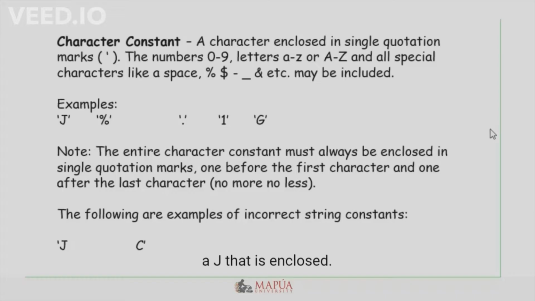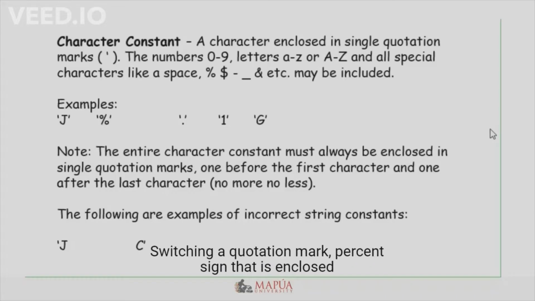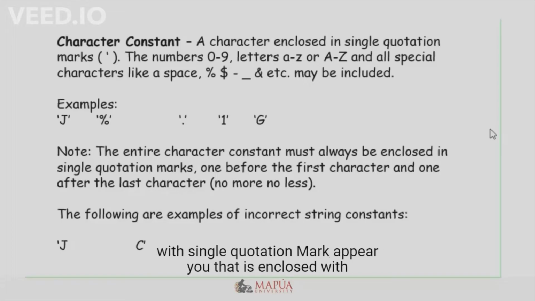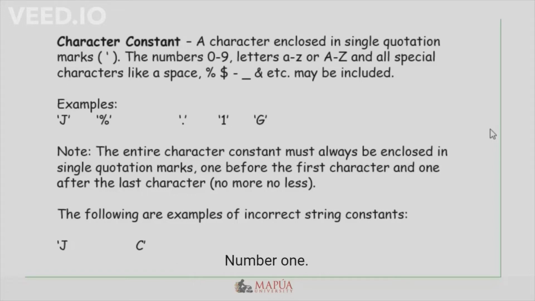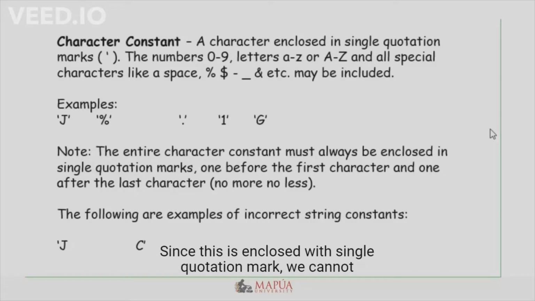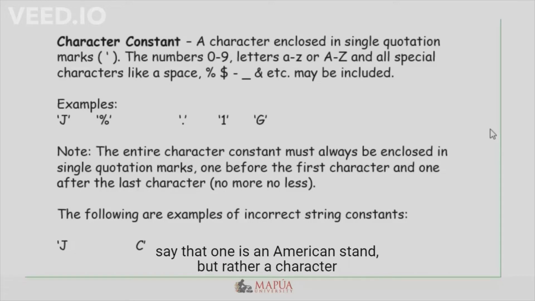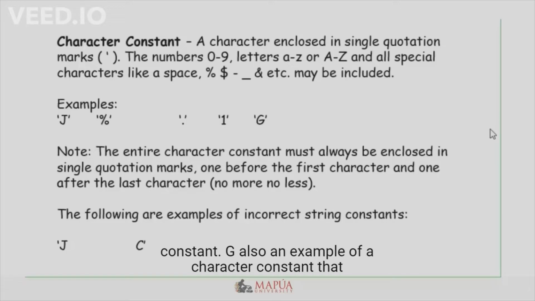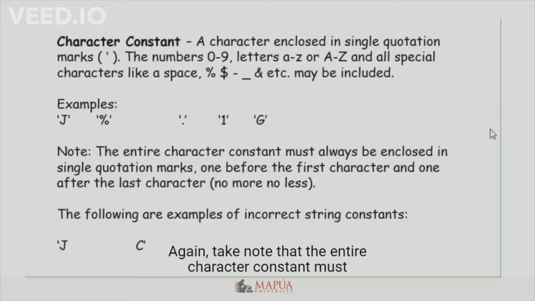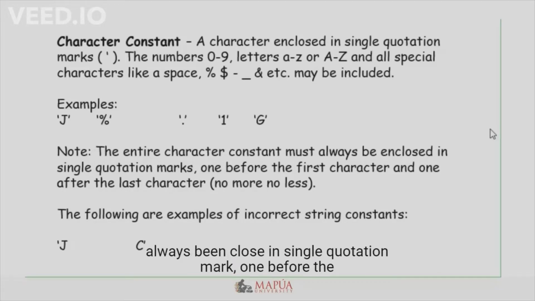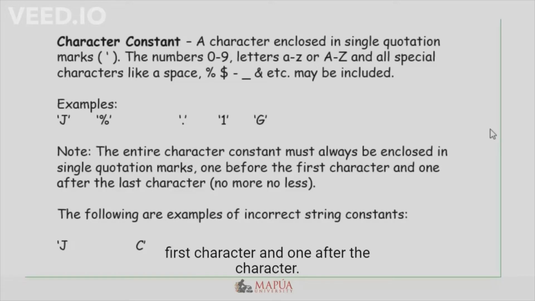So these are examples of a valid character constant. A J that is enclosed with single quotation marks, a percent sign that is enclosed with single quotation marks, a period that is enclosed with single quotation marks is considered a character constant. Number 1, since this is enclosed with single quotation marks, we cannot say that 1 is a numeric constant, but rather a character constant. G is also an example of a character constant. Again, take note that the entire character constant must always be enclosed in single quotation marks, 1 before the first character and 1 after the character.